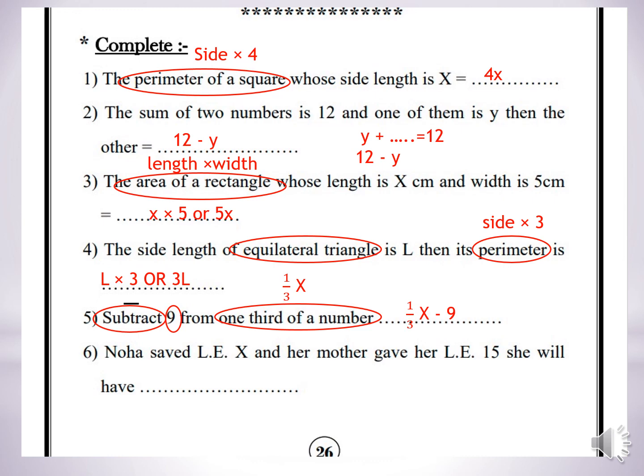This is the expression. In number 6, Noah saved LE x and her mother gave her LE 15. She will have x plus 15, as Noah has x and her mother gave her 15 more, so it will be x plus 15. This is the expression for what Noah has saved.